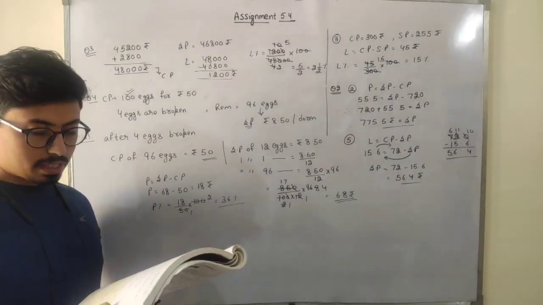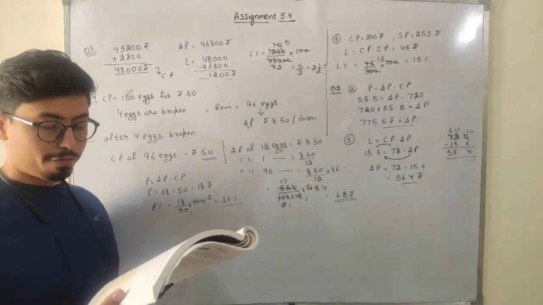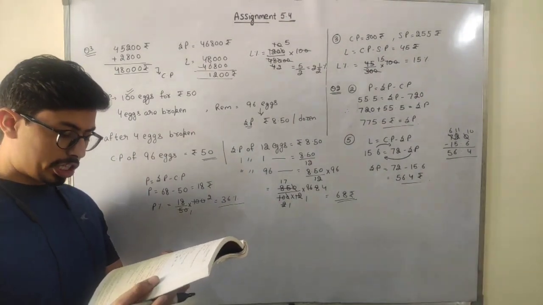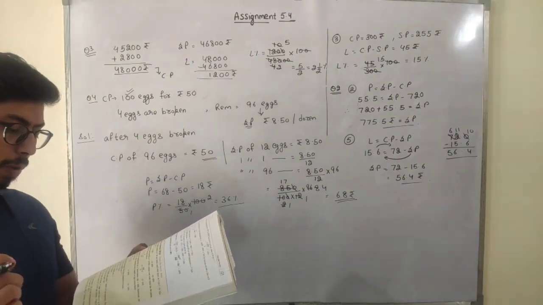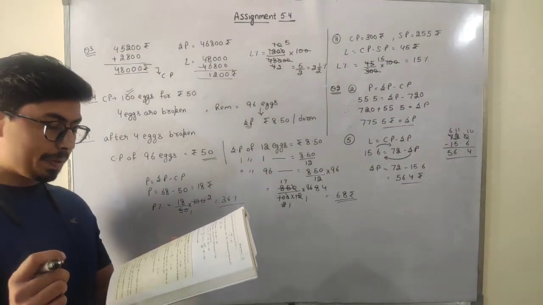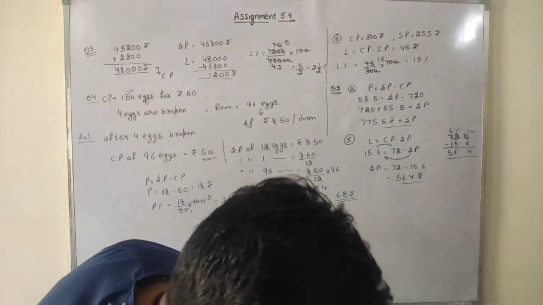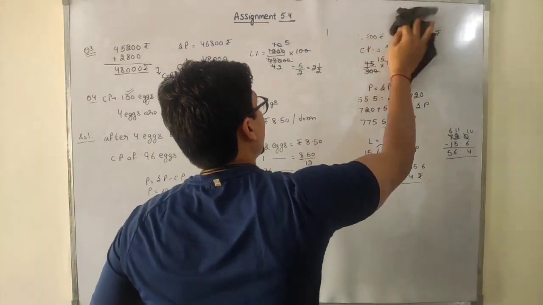Okay. Now students, let us move forward to question number 5 of this. See, in question number 5, students, Basir bought an article for rupees. Okay, see, some statement is given to us.